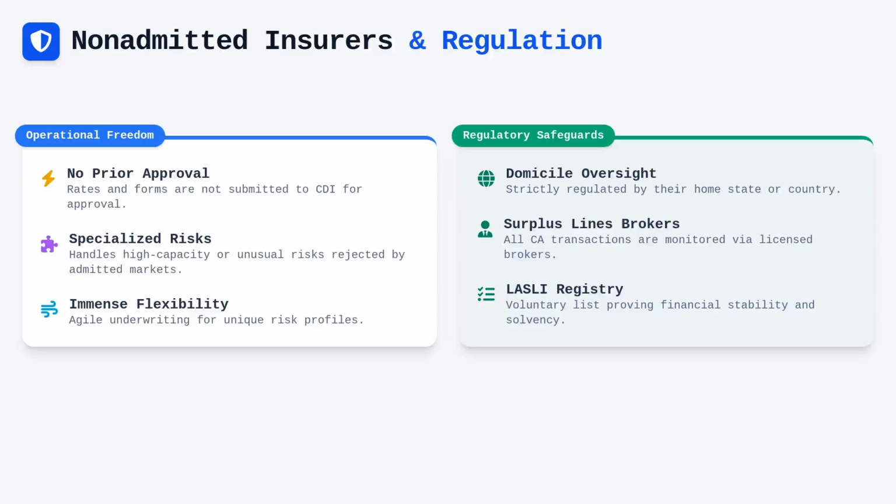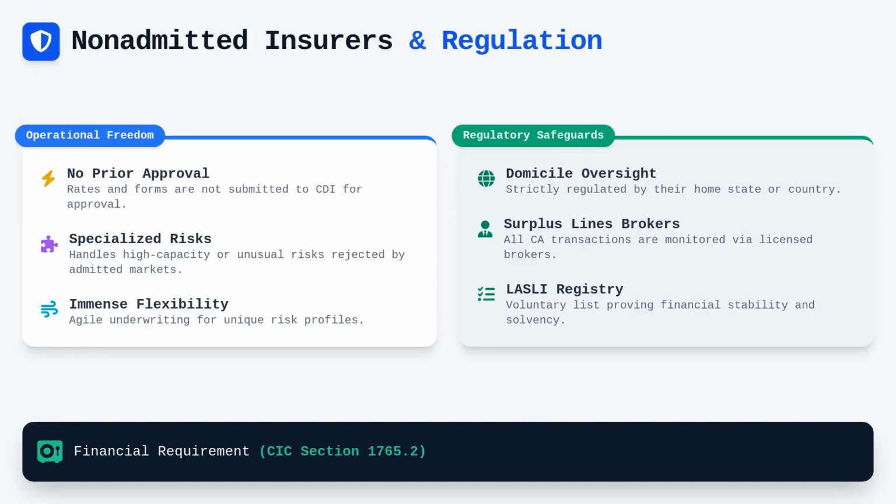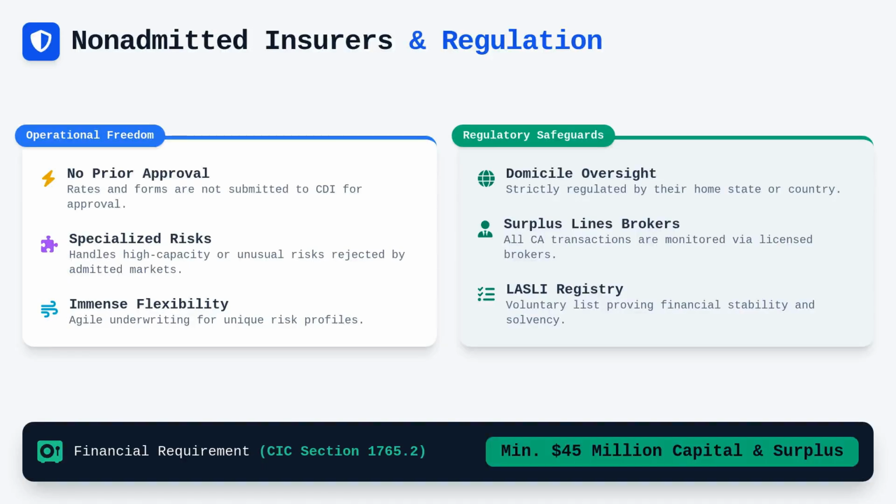To protect California citizens, the CDI maintains the list of approved surplus line insurers, commonly known as the LASLI list. This is a voluntary registry where non-admitted insurers can prove their financial stability by demonstrating strict adherence to capitalization, investment, and solvency standards established under California Insurance Code Section 1765.2, including maintaining a continuous minimum of $45 million in capital and surplus.